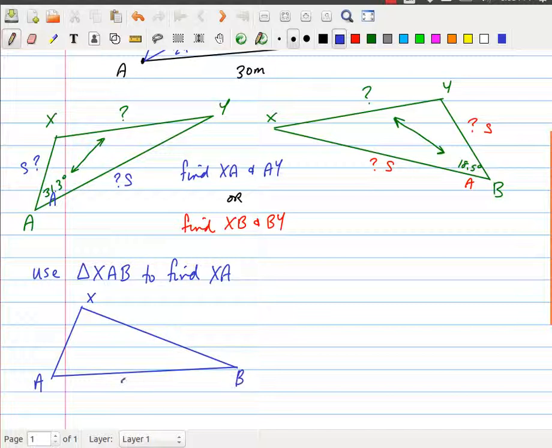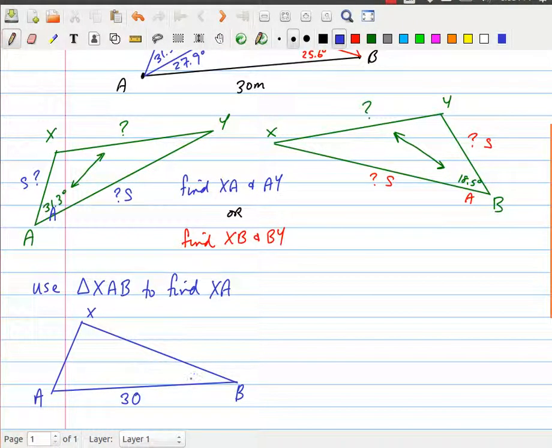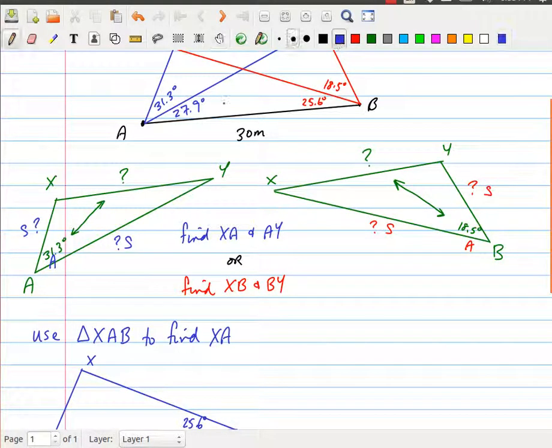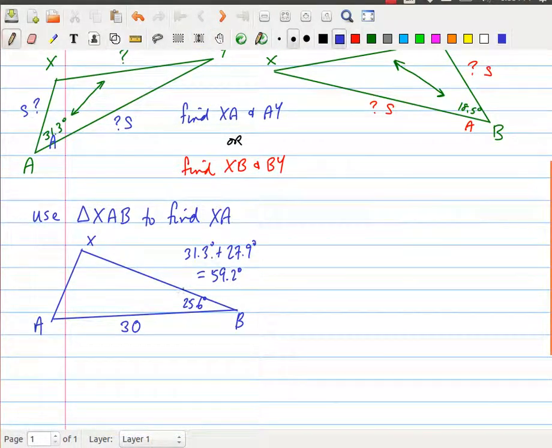XAB. We chose this one because it had a side length of 30 here. In the bottom corner here, the angle ABX, I believe we know that. If we look back at our diagram, ABX is 25.6 degrees. In the other corner, XAB, we're actually going to have to take the sum of these two angles. So if you add those together, 31.3 plus 27.9 degrees, I end up with an angle of 59.2 degrees. So that value is going to go right here, 59.2 degrees.